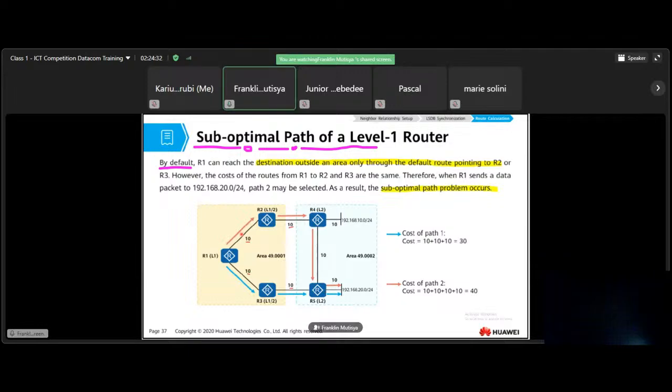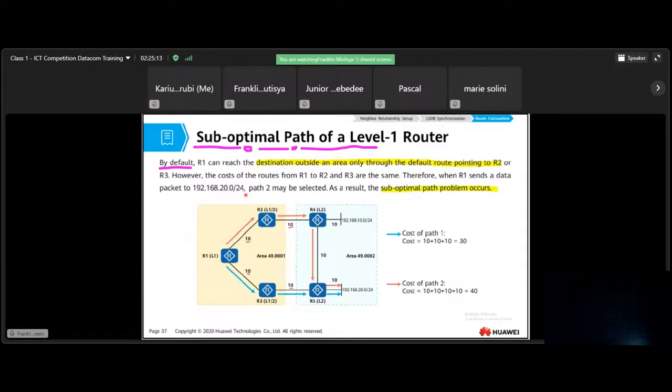This path, which is in red, has a 10 plus 10 plus 10 plus 10, which is a 40. Okay. And the other one has a 10 plus 10 plus 10, which is a 30. This path is the shortest path. It's the most optimal. Technically, we refer to that as the path that has the lowest cost and the most optimal. So sometimes during communication, level 1 routers may result in sending traffic in a suboptimal path. Okay. So later we're going to discuss some of the issues and how we can rectify them.